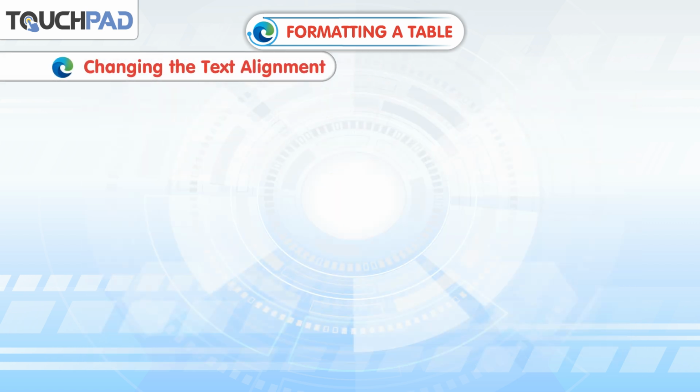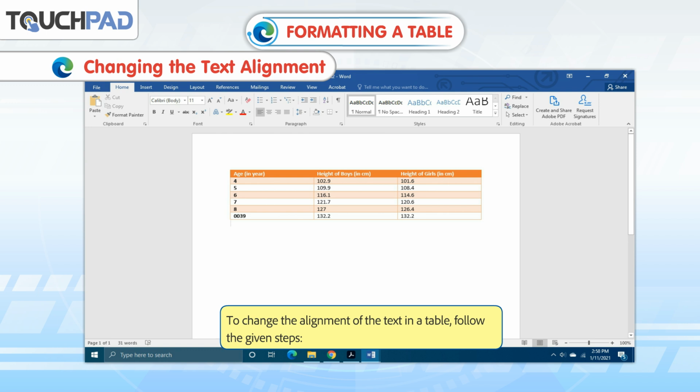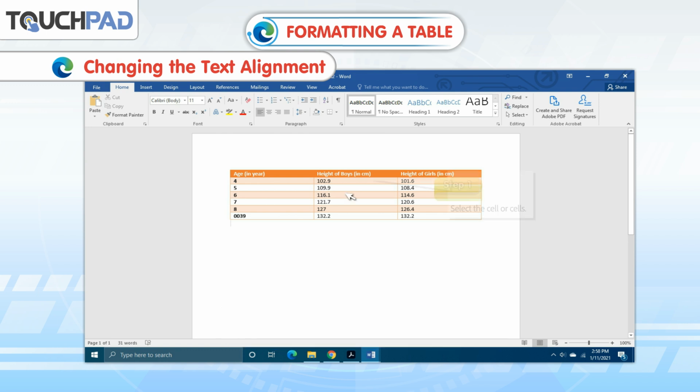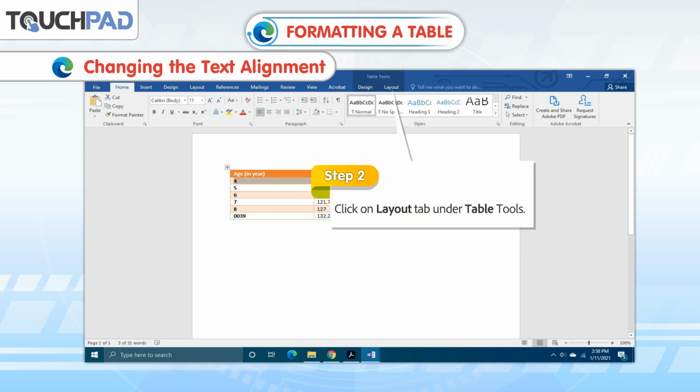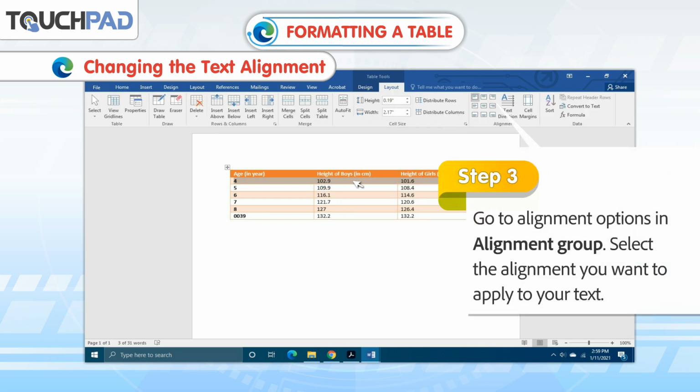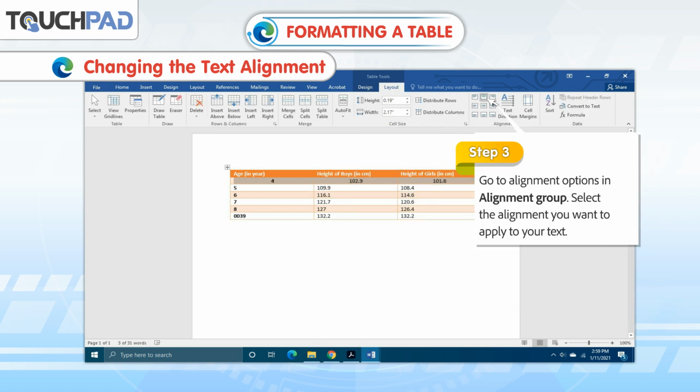Changing the text alignment. To change the alignment of the text in a table, follow the given steps. Step 1. Select the cell or cells. Step 2. Click on Layout tab under Table Tools. Step 3. Go to Alignment options in Alignment group. Select the alignment you want to apply to your text.